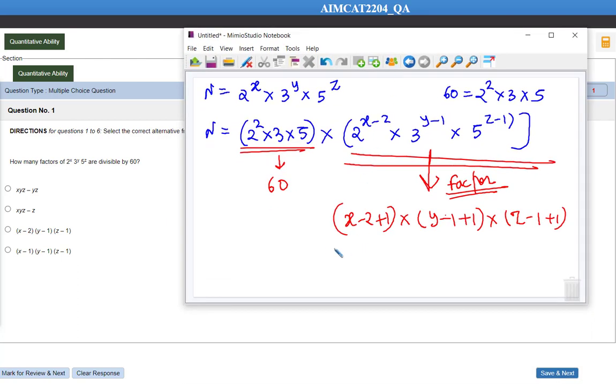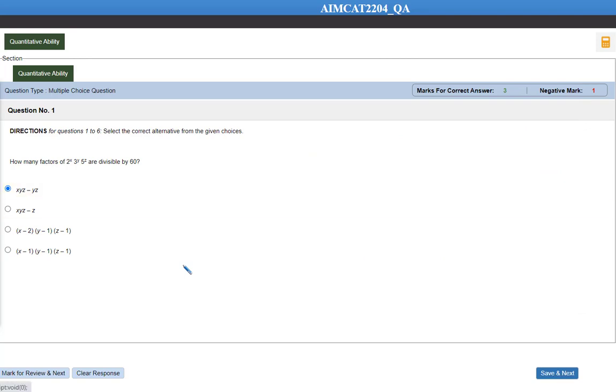Let's see which option it is. This is x minus 1 into y into z, so this is going to be xyz minus yz, which is the answer. So let's mark option A and move ahead.